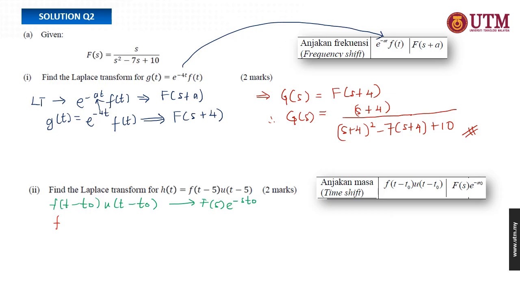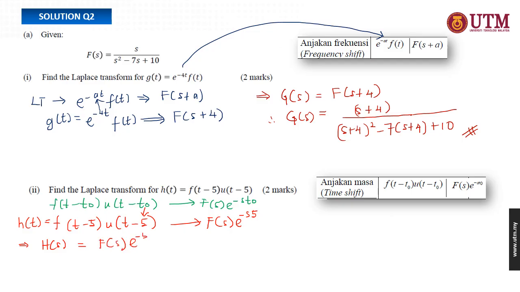So now compare with the equation you have. So this is h(t). So h(t) equal to f(t minus 5) u(t minus 5). So in which you know that your t naught is equal to positive 5. Therefore, your equation F(s) e to the minus s t naught, so your t naught is positive 5. So therefore, the Laplace transform of h(t) is H(s). So H(s) is equal to F(s) multiplied with e to the minus 5s, in which F(s) is as given, so s divided by s squared minus 7s plus 10, multiplied with e to the minus 5s. So this is your H(s), or the Laplace transform of h(t).